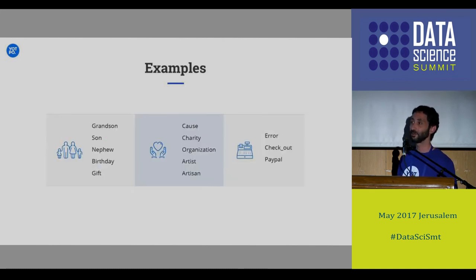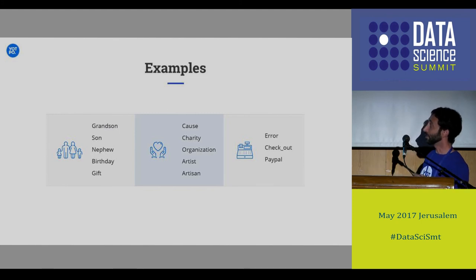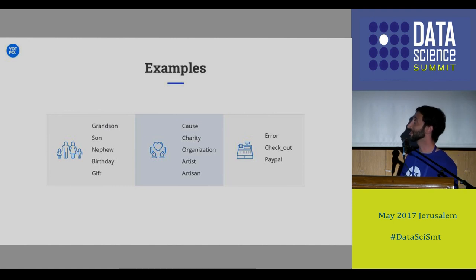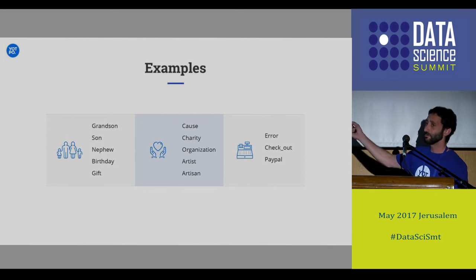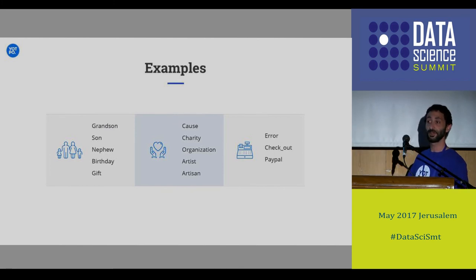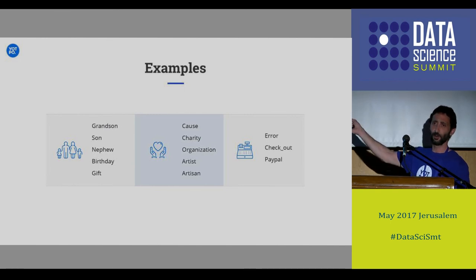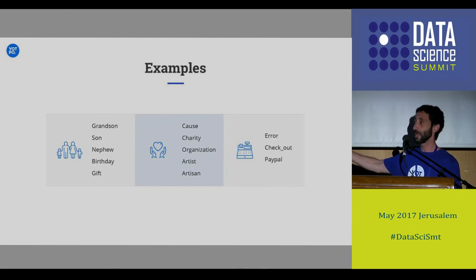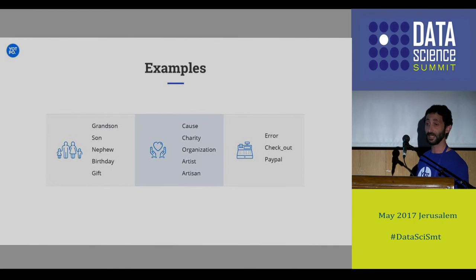Some slightly different kinds of detections are the following. On the left, we see a group composed of grandson, son, nephew, birthday, and gift, and other phrases. I didn't show it all. Now, this is a segment of buyers. Let me assume that there are more elderly people buying gifts for their younger relatives. This is, in fact, for a gadget store. Now, the store owner can immediately click on these terms, see the opinions, drill down to the reviews, find those who like it, and publish it on social networks, targeting the exact audience here and driving sales. I thought it's a surprising segment.